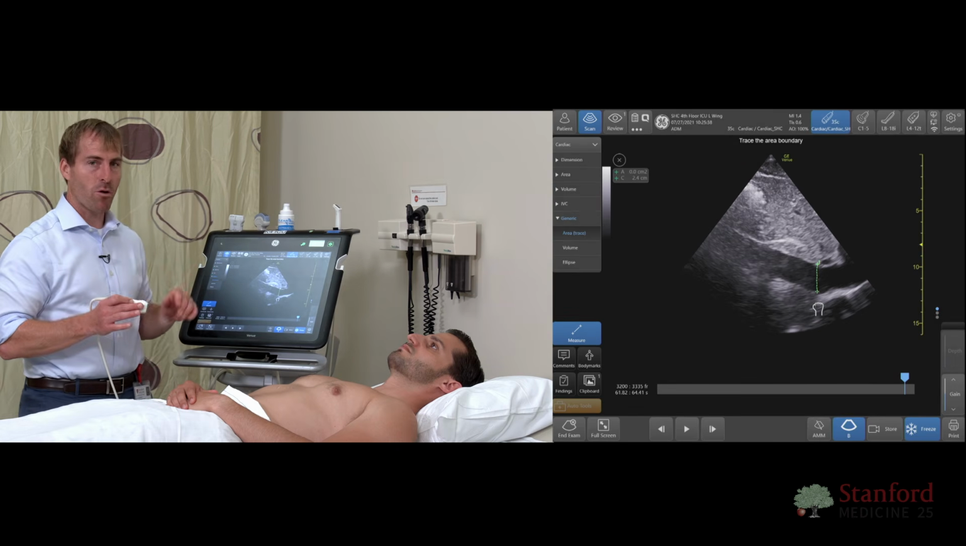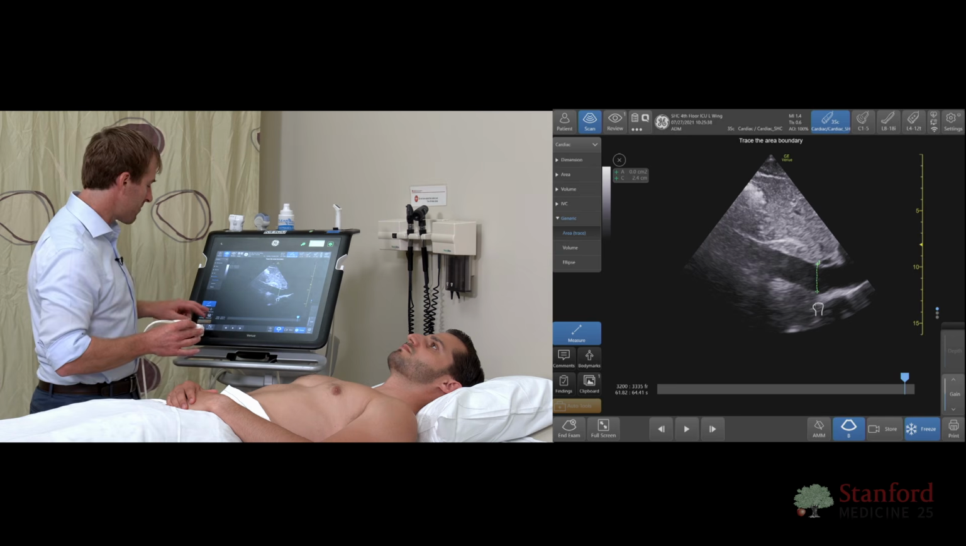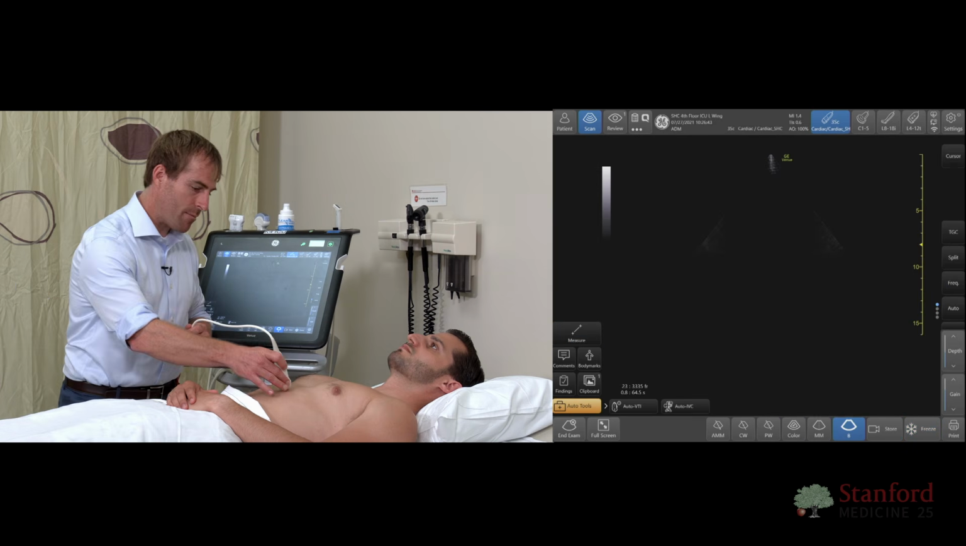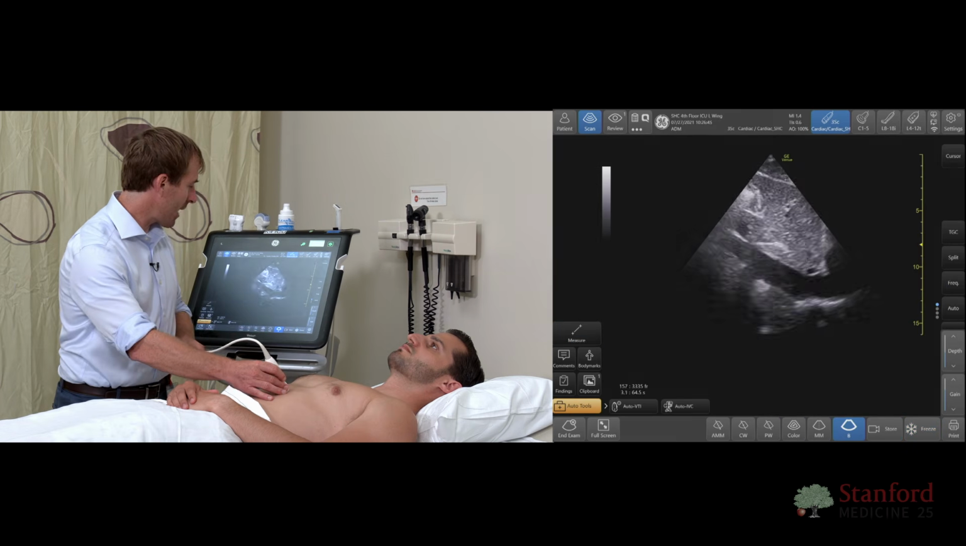2.4 centimeters falls in the normal range. We'll get to interpretation in a second. Next, we're going to unfreeze. We're going to get our image back again. And now we're going to look at collapsibility.